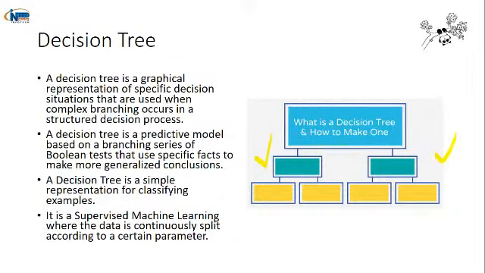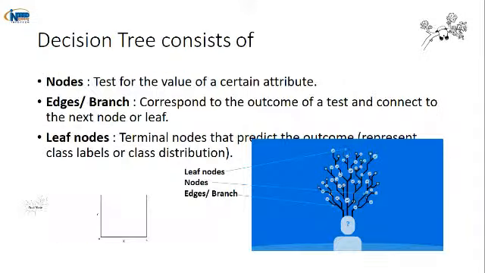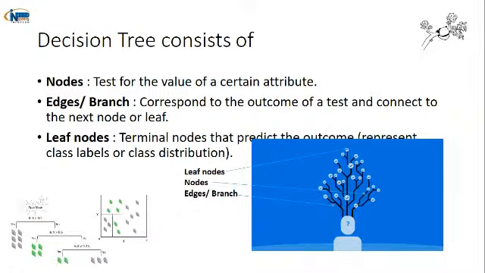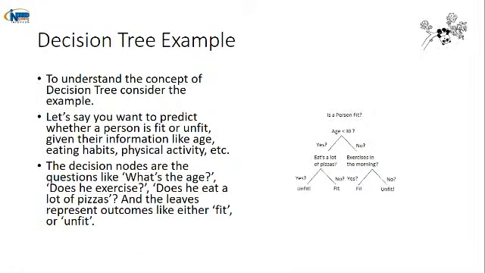Decision tree is again for making predictions. At each node there has to be some question, which decides which branch you will go to. Decision trees have nodes, edges, branches, and leaf nodes. This is one example of a decision tree: is the person fit? The question is, age less than 30, yes or no. If yes, eats a lot of pizzas, yes or no. If yes, then he's unfit. So at every stage you have questions.